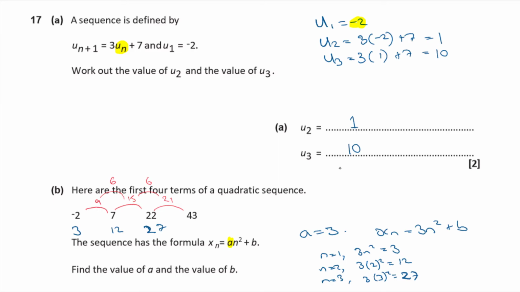So if you see the numbers I've got compared to 3, 12, and 27, each one of these is 5 less, isn't it? These are all 5 less than 3n squared. So b then must be equal to minus 5. So b is equal to minus 5.